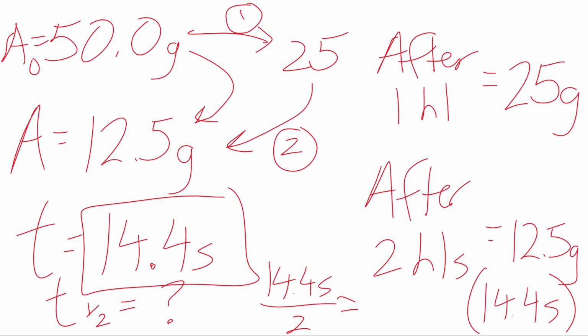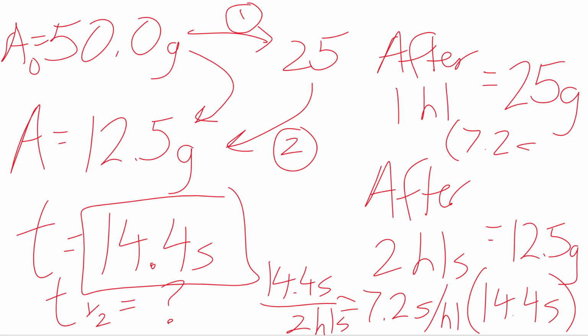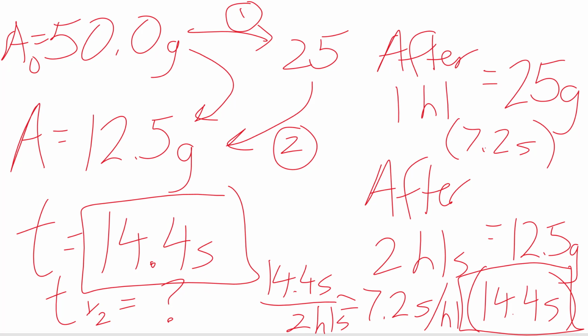Because it's 2 half-lives, you see it's seconds over half-lives. So it's 7.2 seconds per half-life, which is what we're trying to solve for. What is its half-life? Remember, after the first half-life, 7.2 seconds, you have 25 grams left. After 2 half-lives, 14.4 seconds, it's 12.5 grams. So that's how you do number 2.